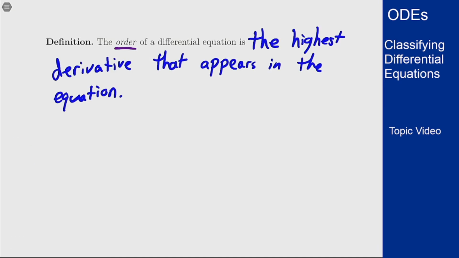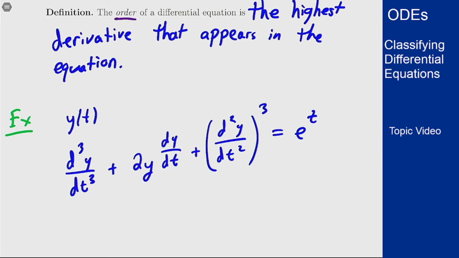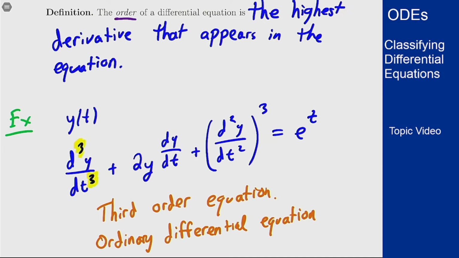For example, if I have an unknown function y of t that I know solves the following differential equation, this I have no idea how to solve. But I can figure out what the order is. The order is the highest derivative that appears. In this case, it is the third derivative on this first term. Even though this is a derivative raised to a power, the second derivative cubed, it is not a sixth derivative. So the highest derivative that appears is the third derivative, so this is a third order equation. And it is an ordinary differential equation because y only depends on one independent variable.